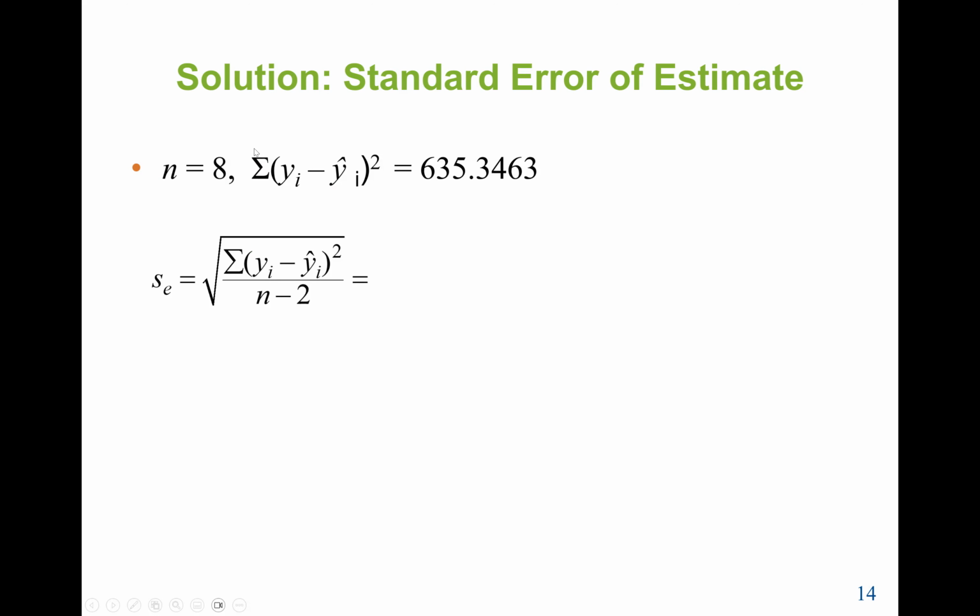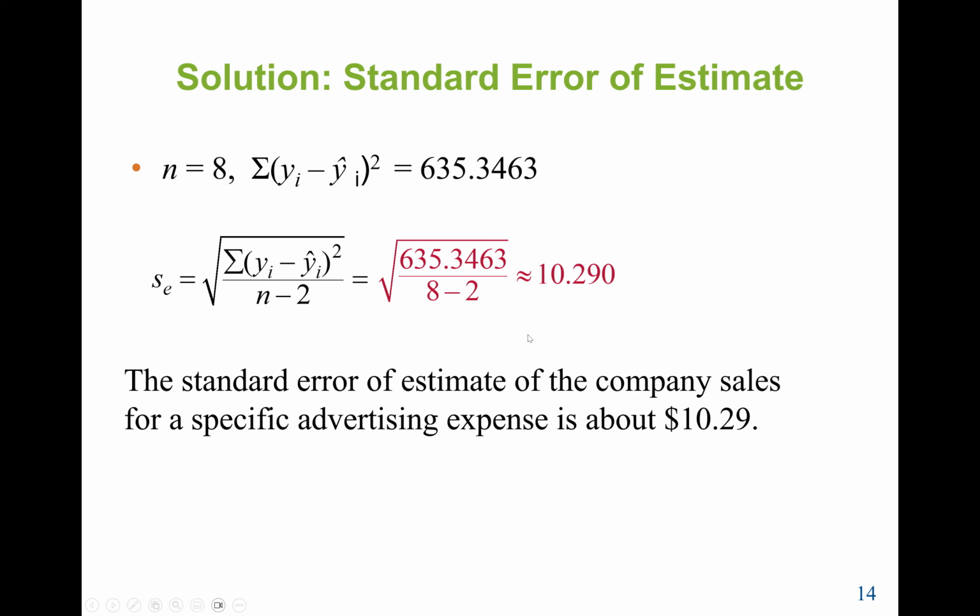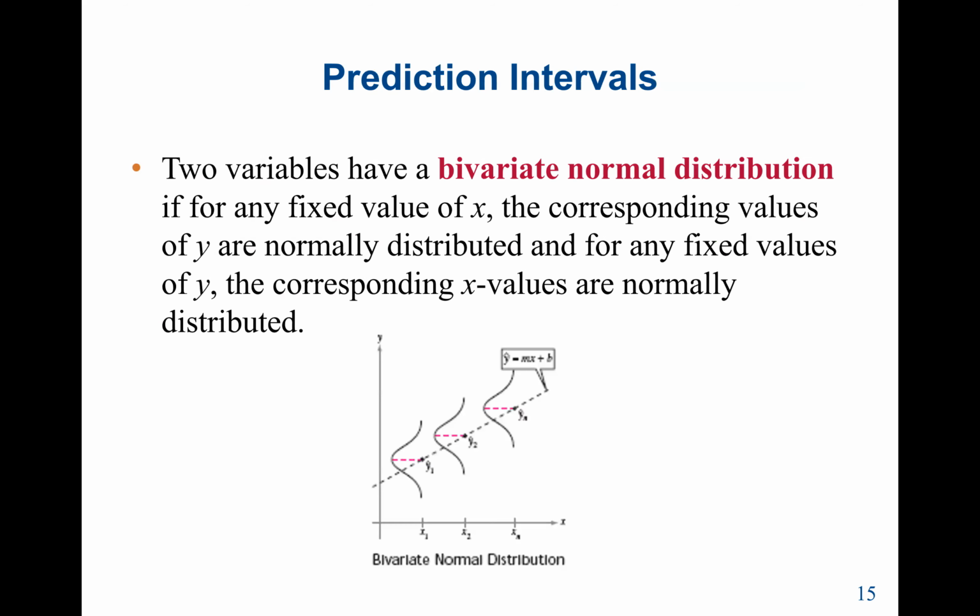Next, we know the value of n, which is 8. We found the unexplained variation, the sum of Y_i minus Y hat_i squared. So we can plug this into our formula for the standard error, which gives us the square root of 635.3463 divided by 8 minus 2. That gives us roughly 10.29. So the standard error of estimate of the company sales for a specific advertising expense is about $10.29.